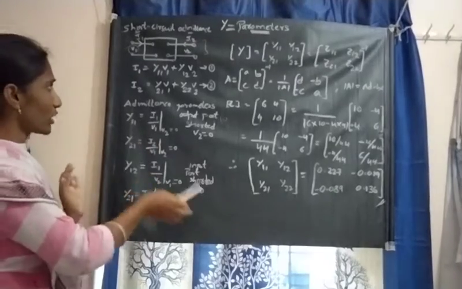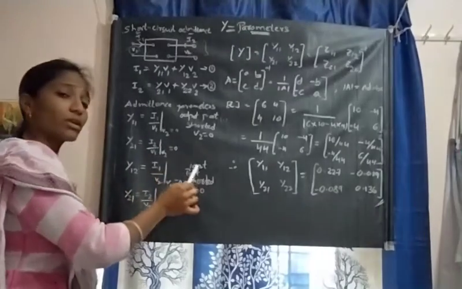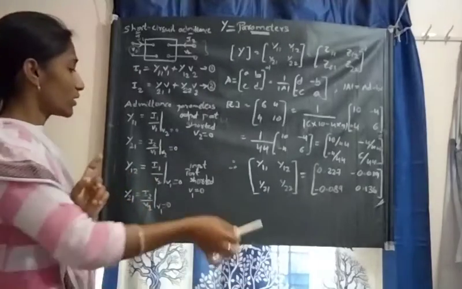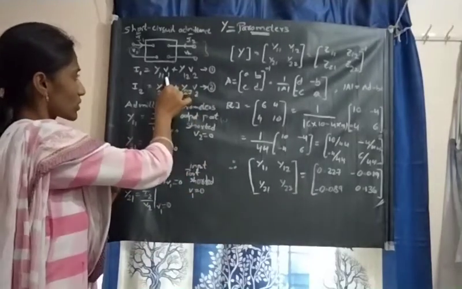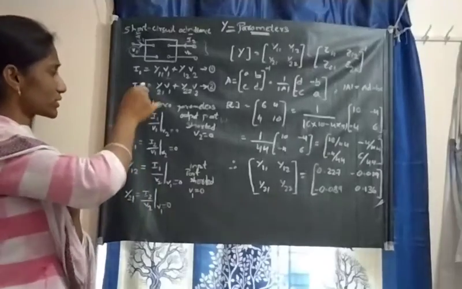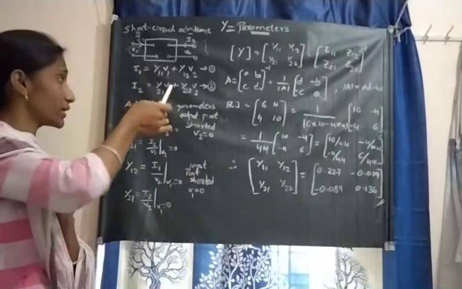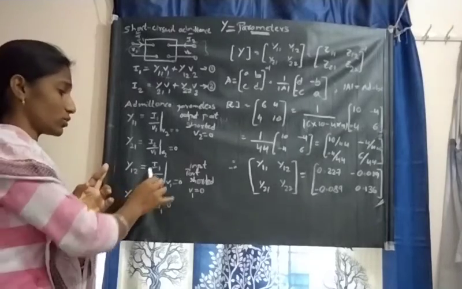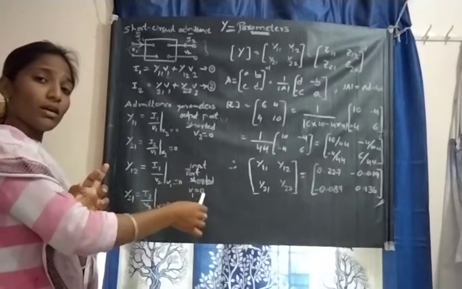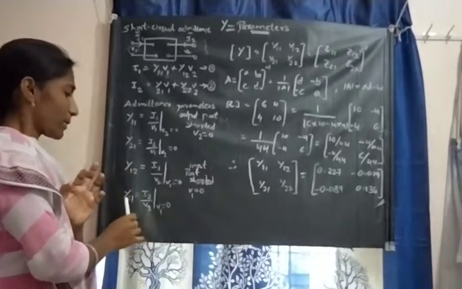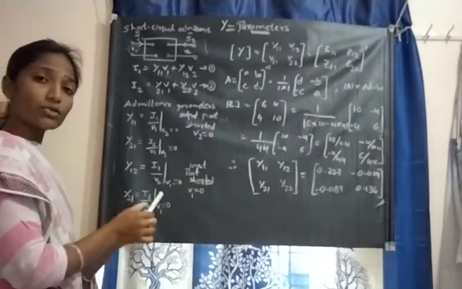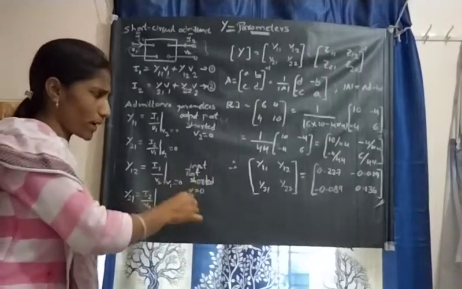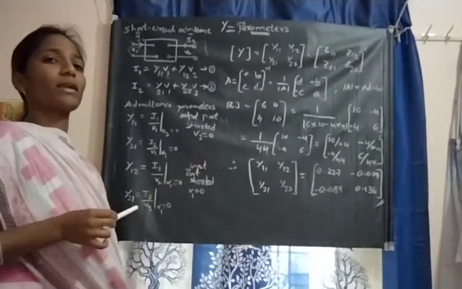Then what happens if the voltage V1 is equal to 0? Check equations 1 and 2. If V1 is equal to 0 in equation 1, what remains? I1 is equal to Y12 V2. Then finally we get Y12 is equal to I1 by V2 when V1 is equal to 0. Then Y22 is equal to I2 by V2 at V1 equal to 0. These are the four parameters related to Y parameters.